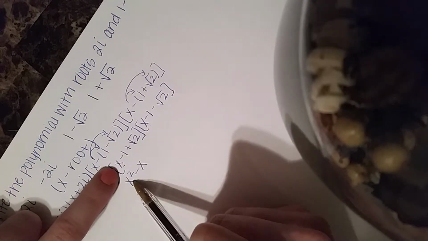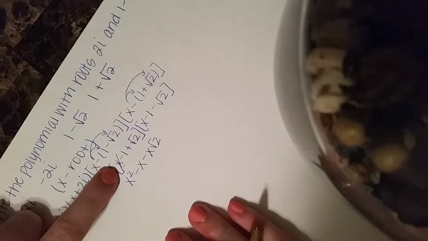Okay, so right here is where we left off. We did x times x gives me x squared. X times negative 1 gives me a negative x. X times negative radical 2 is negative x radical 2. I've dealt with my x, so I cross it out.